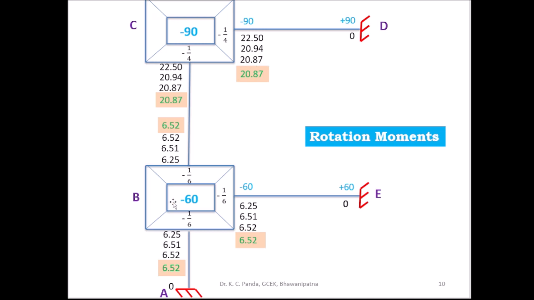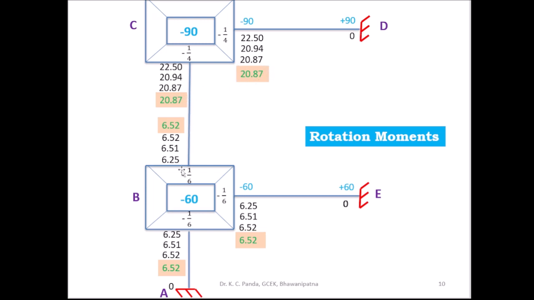Then you go to the joint B. Similarly, you find out the third cycle reading: 6.52, 6.52, 6.52. Then you go for the fourth cycle. In the fourth cycle, go to the joint C and find out the near end rotation moment. Here you got m dash CB as 20.87 and m dash CD as 20.87.